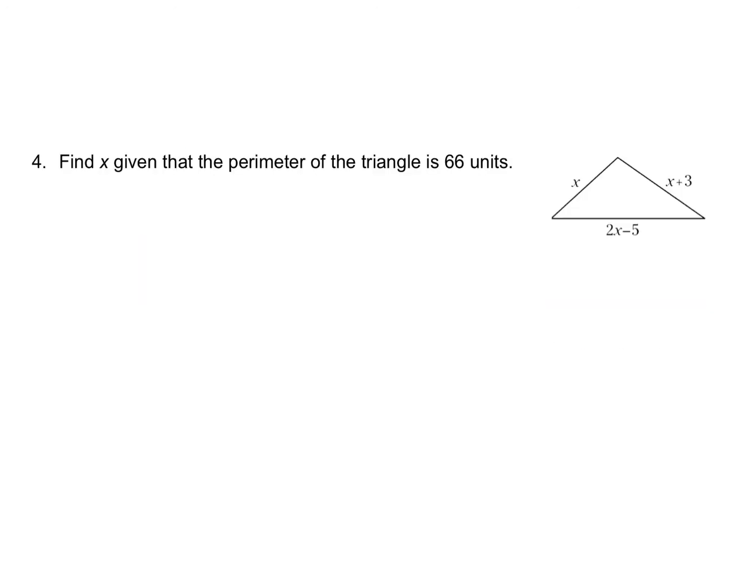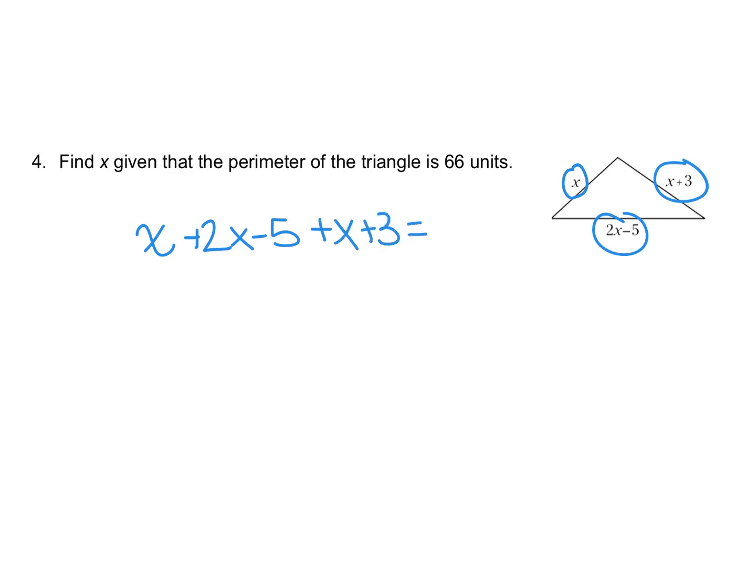All right, so for our last one here, it says find the x given that the perimeter of the triangle is 66 units. So remember, when you're finding perimeter, you're adding up all of the outside. So I'm going to have all of these added up. I have x plus 2x minus 5 plus x plus 3, and now that is going to equal 66, because we said that the perimeter was equal to 66.